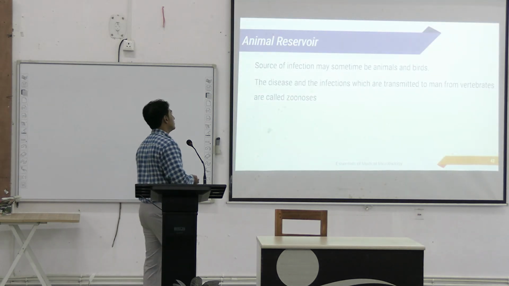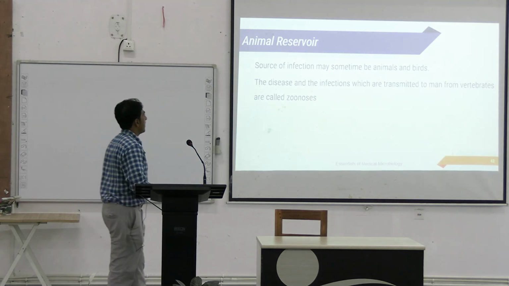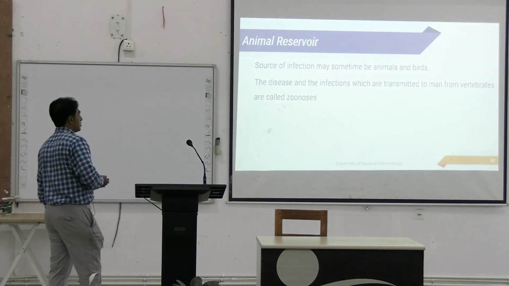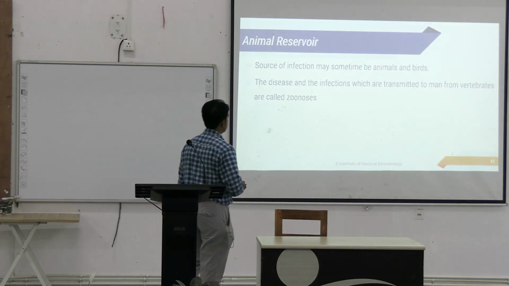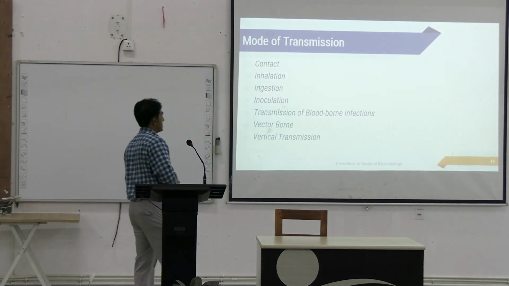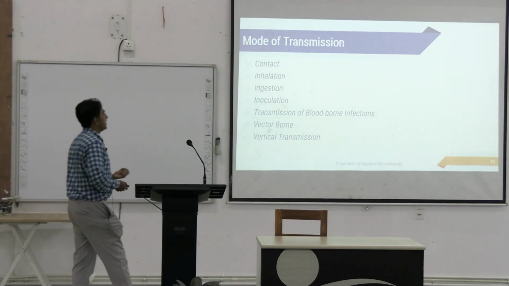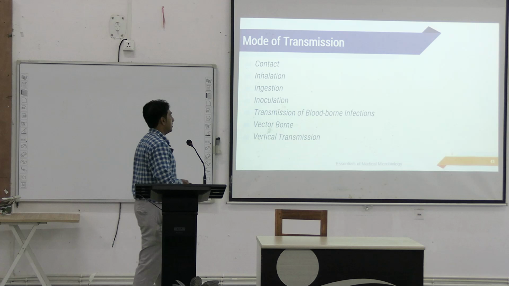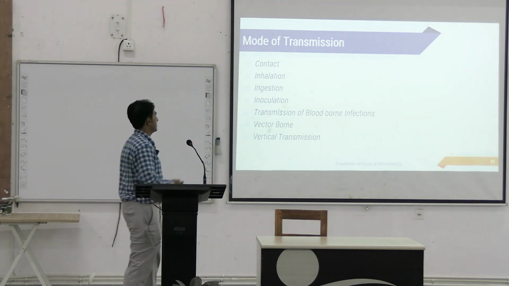Animal reservoir: some source of infection may be animals or birds. সেই ডিজিজগুলোকে যেগুলো বলা হয়, the disease of the infections which are transmitted to the man from the vertebrates are called as zoonosis. Modes of transmission আমরা জানি, কন্ট্যাক্টে হয়, inhalation, ingestion, inoculation, transmission of blood-borne infections, vector-borne and vertical transmission from the mother to the child.